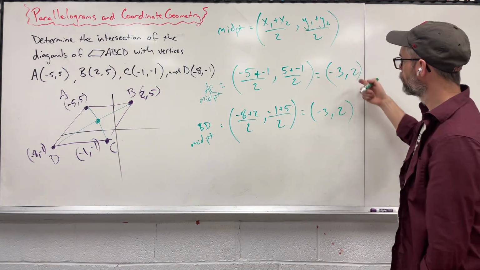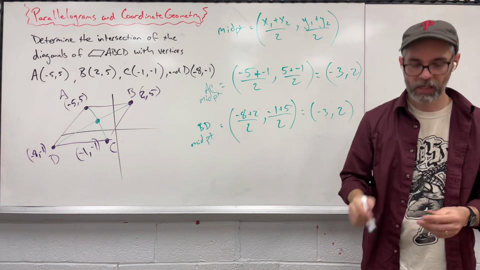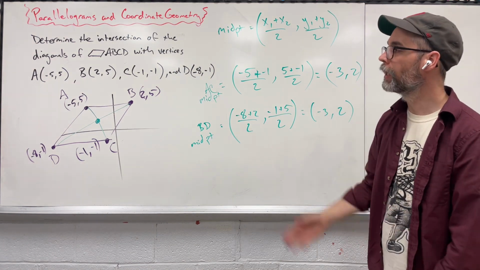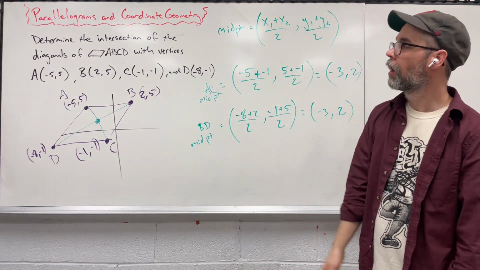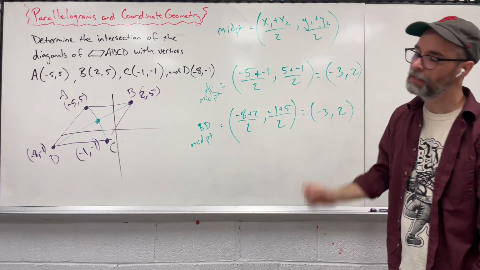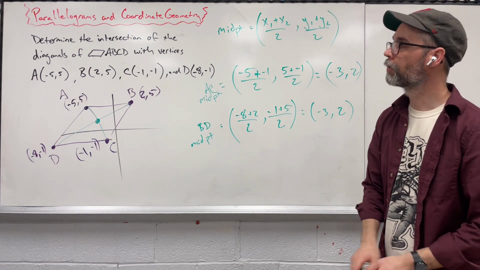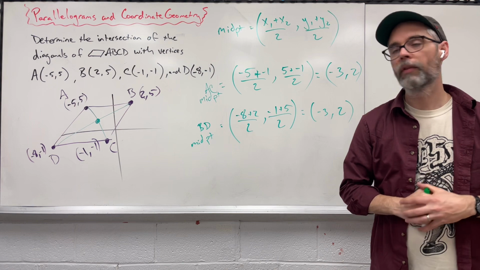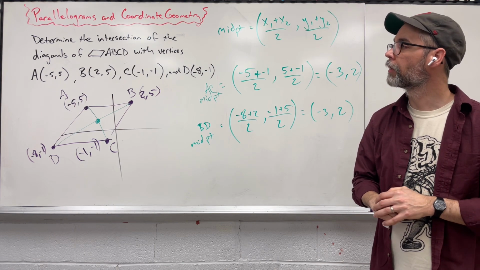And that's perfect. Because both of these are the same, I'm confident in saying that the midpoint of those diagonals, where they meet, is negative 3, 2. And that's using coordinate geometry within parallelograms using the diagonals.